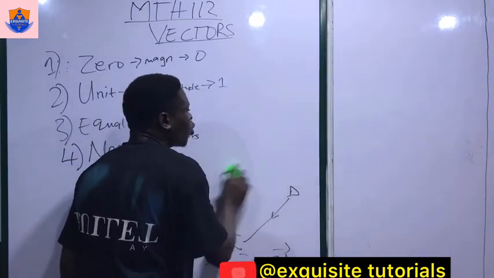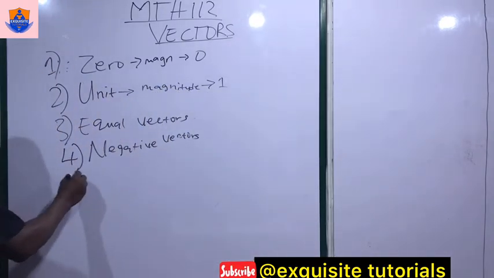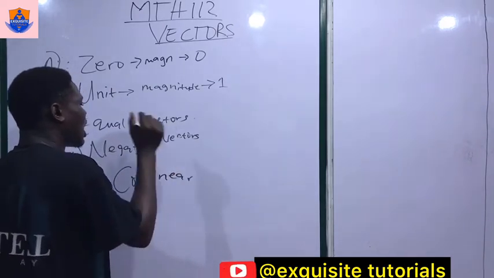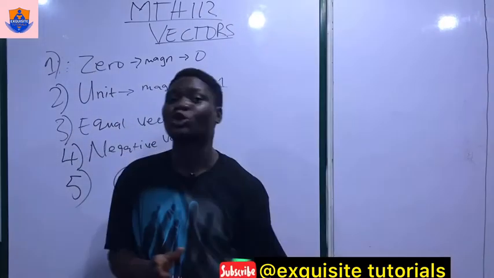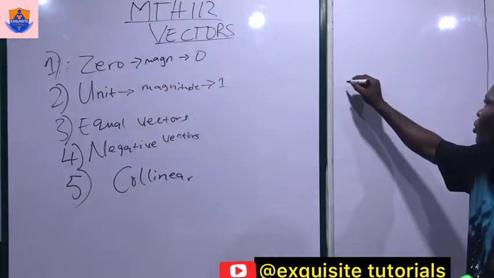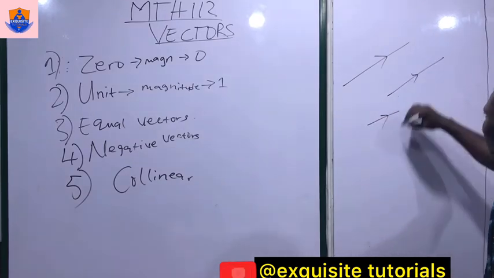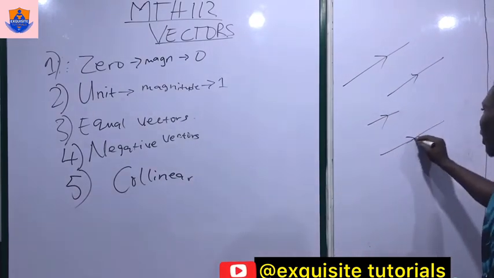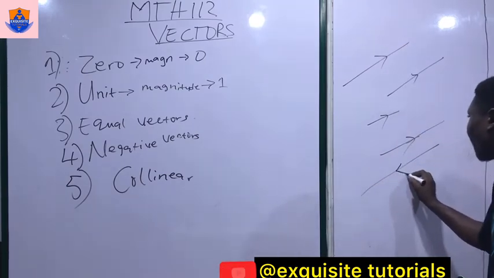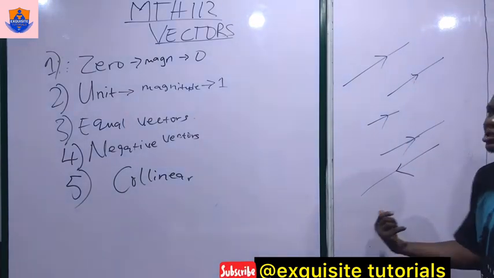Now let's talk about collinear vectors. Collinear vectors are vectors that are parallel to each other, or they are parallel to a certain line. Let's say you have a vector like this, another one like this, another one like this, and another one like this. They do not all have the same direction. These four have the same direction, but this one has an opposite direction.